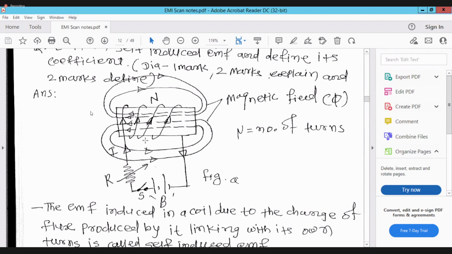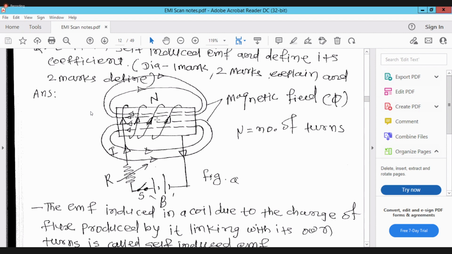That's why the self-induced EMF is called back EMF, because it is in the opposite direction of the supply voltage or supply current. If the supply current is clockwise, then the direction of the induced EMF is anti-clockwise. That's why it is in the opposite direction. Self-induced EMF is called back EMF. It is the induced EMF in its own coil.